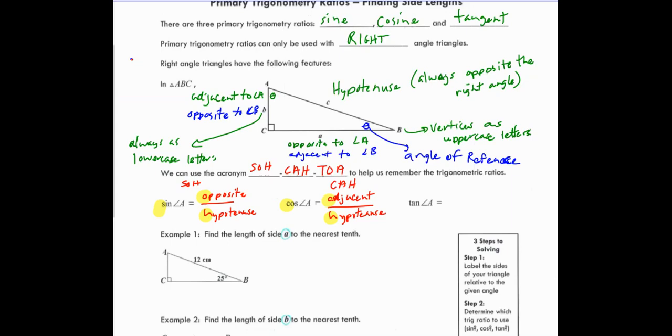In tangent, we use TOA. And that would mean that we're doing now opposite side over adjacent. And of course that highlights the T, the O, and the A.